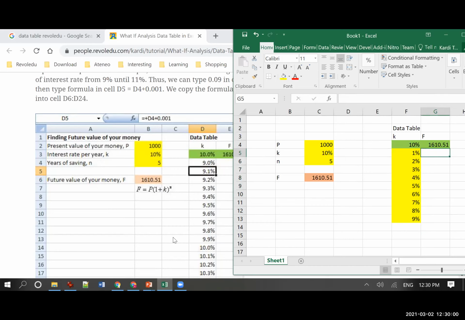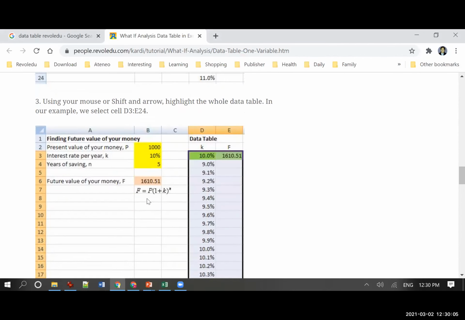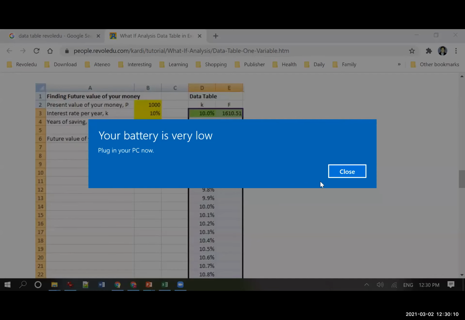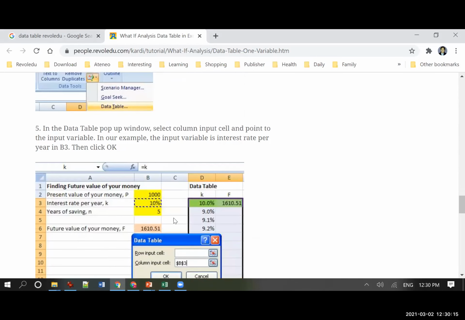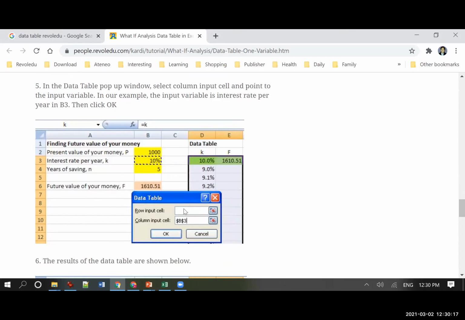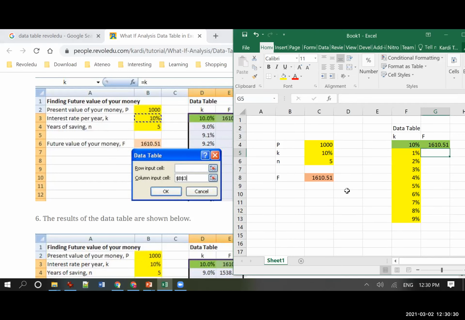Until here, can you make it? Yes. So what you need to do is you put your mouse, you highlight this, and then you go to the data table. Because this is in column, you put the column input cell. The input is K, then you put B3 in here. I will show you in a moment. So this is your data table, right? I highlighted this one.